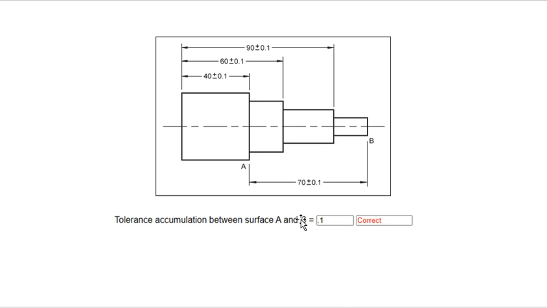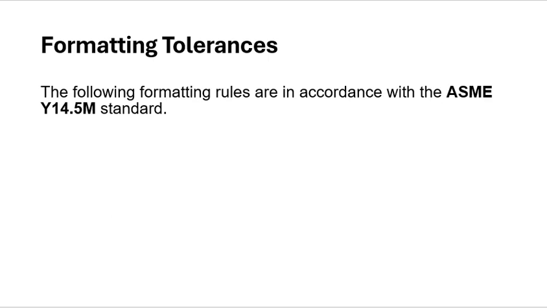And we do the same thing for this. So now surface again between A and B, from here to here, you can go subtraction like this, or you can just straight write it down, 0.1 right there, because it's given to you there anyway. Okay, so formatting tolerances.